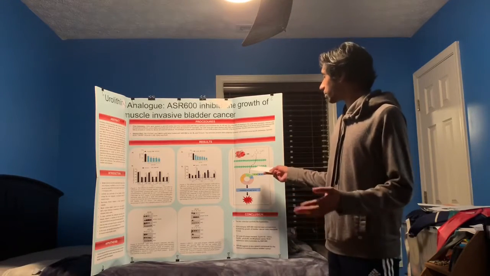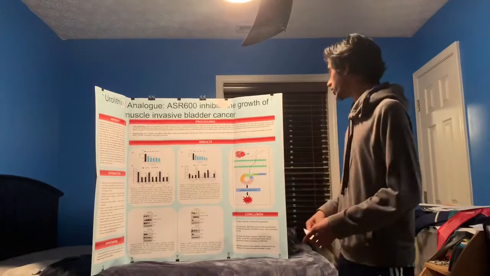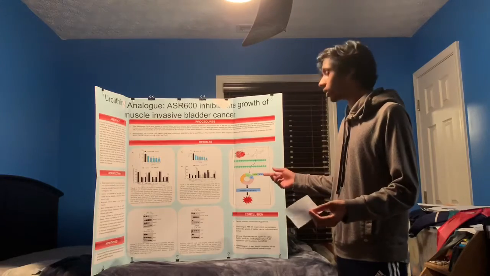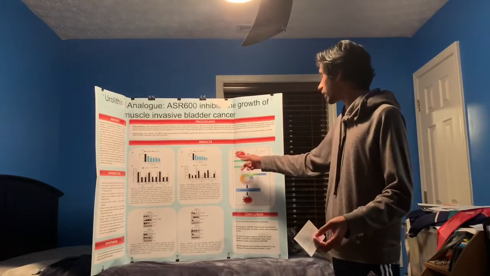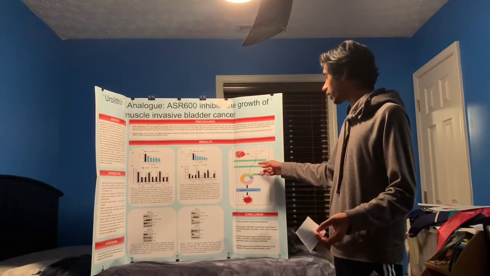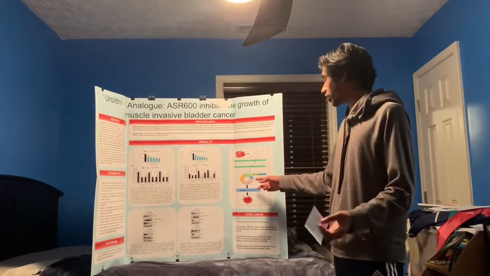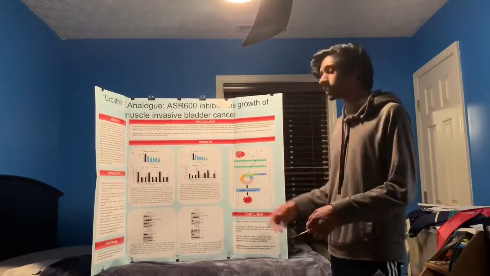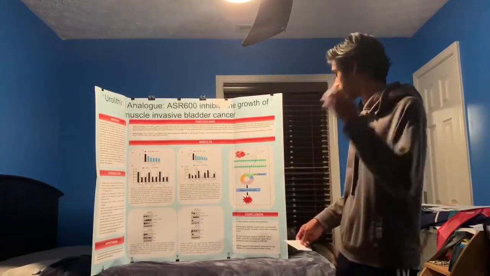So here's a simple diagram to simplify my project. So ASR 600, which is a structurally similar molecule to urolithin A, which is found in pomegranates, treats the bladder cancer cell, and those cells go into the cell cycle. There is then growth arrest in the G2M phase, which leads to inhibition of the cell cycle.